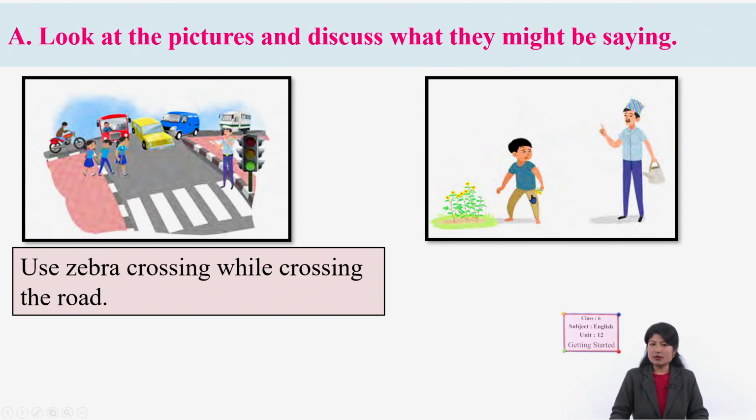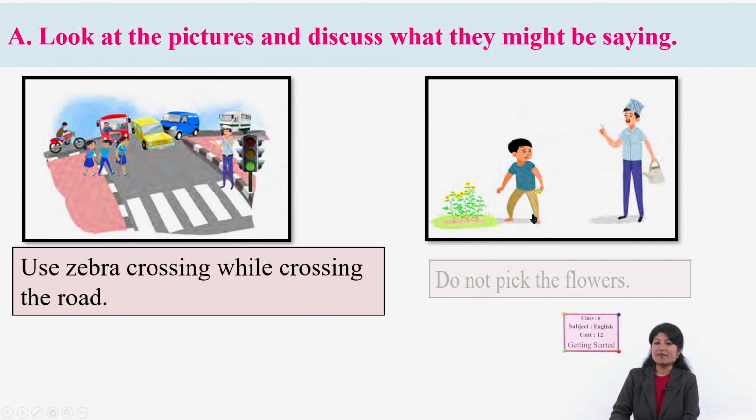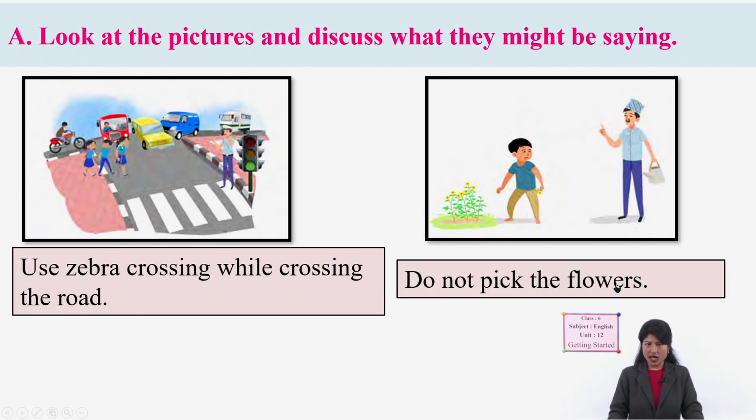So let's look at the boy. What is he doing? Oh, he has plucked the flowers. So what might he be saying? He might be saying, do not pluck the flowers. Do not pick the flowers. So whose mistake is it here? The boy's. Who should say sorry then? The boy, right? This boy should say sorry to the man, the gardener.